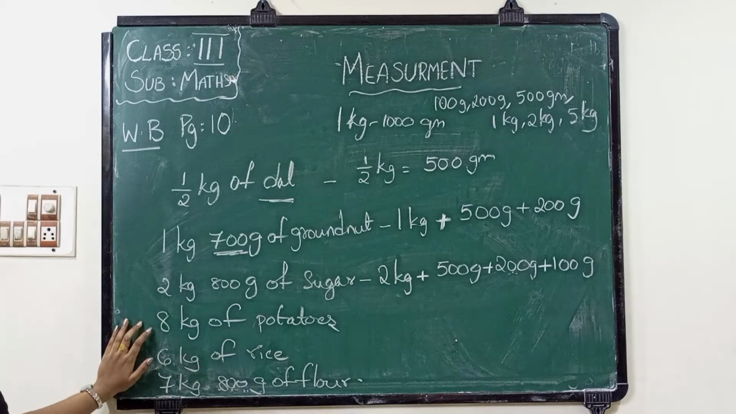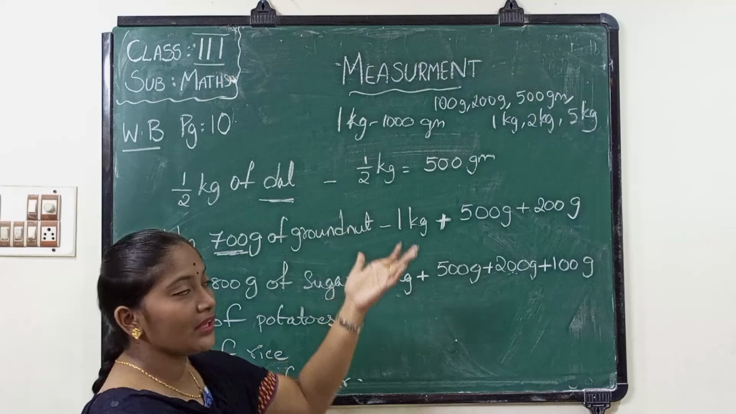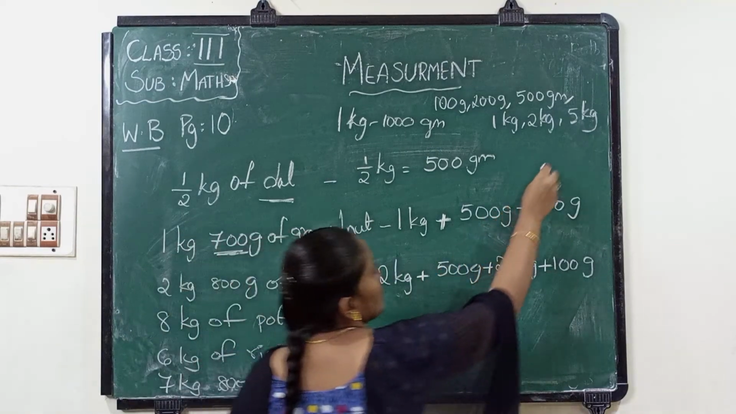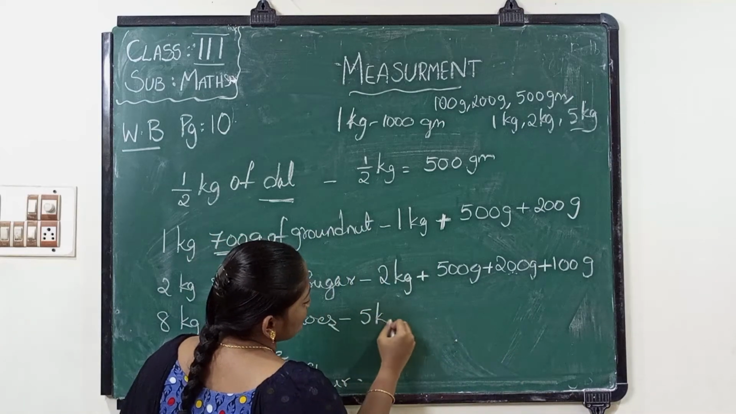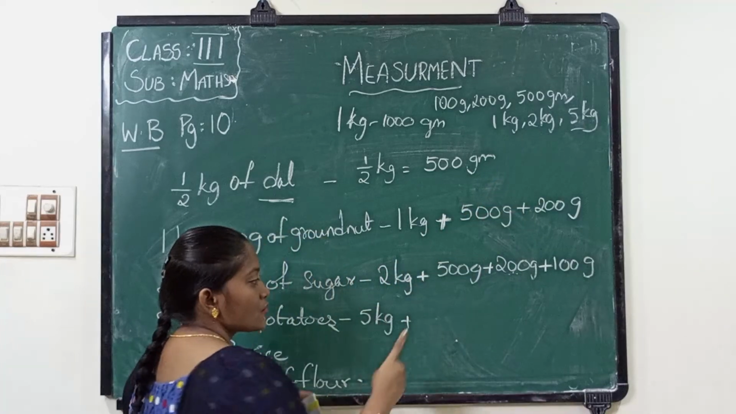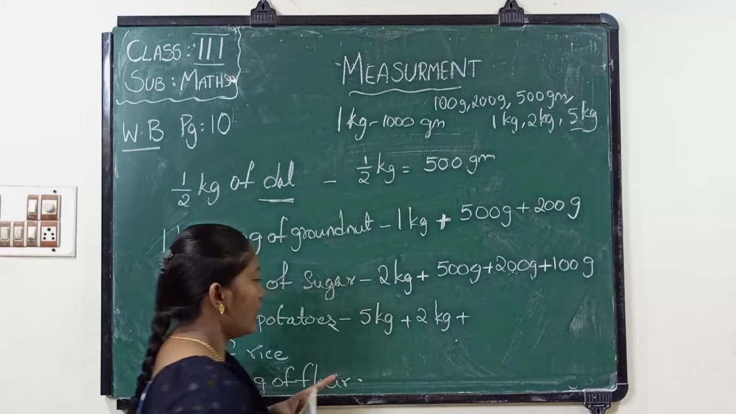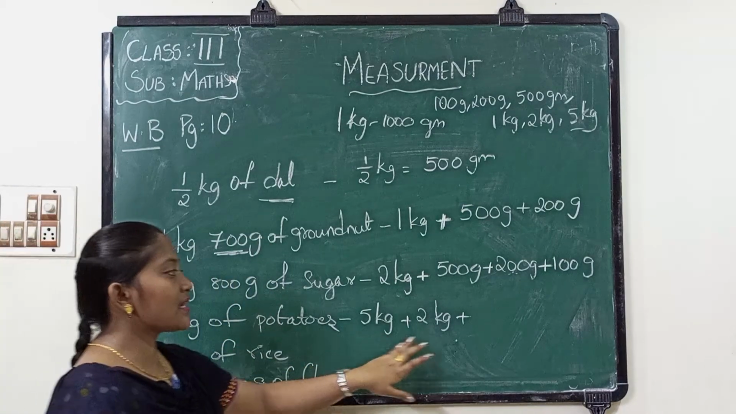Here we have to use 8 kgs of potatoes. The shopkeeper is not having 8 kgs stones. So here I am using one 5 kg stone. One 2 kg stone is also there. So 5 plus 2 is 7. He wants 8 kgs. Here 7 kgs are completed.